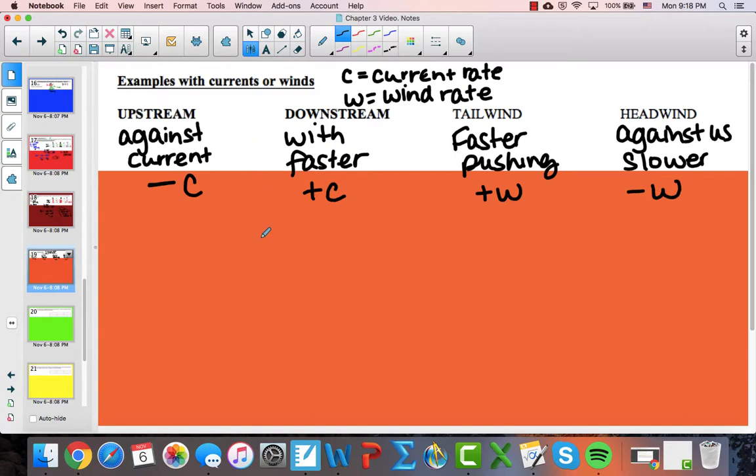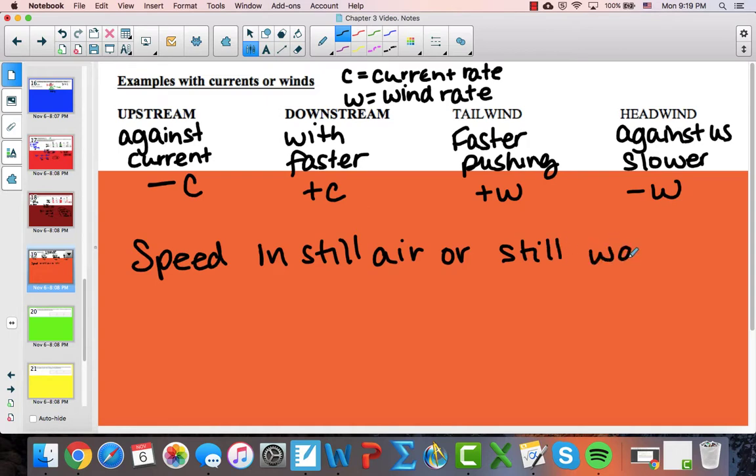We also need to be aware that when I ask for the speed of something in still air or still water, that's the R that we use in the distance equals rate times time. So this variable is R, okay? Still air means there's no wind or current, and we would be adding the wind or the current.